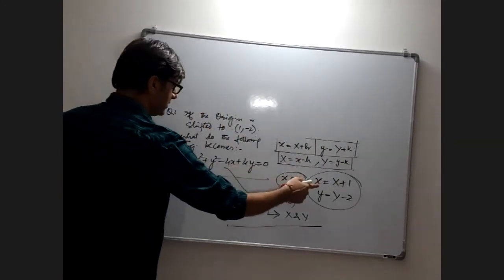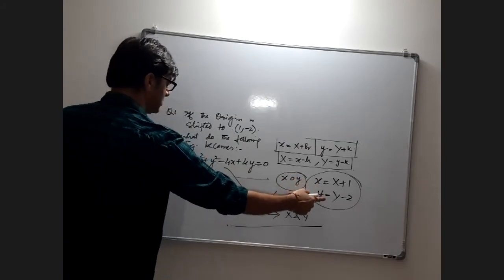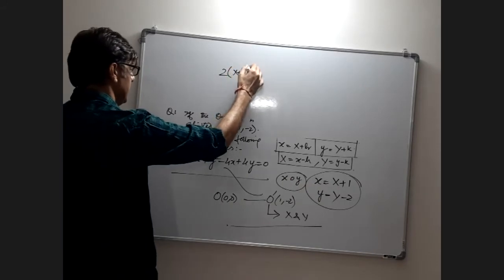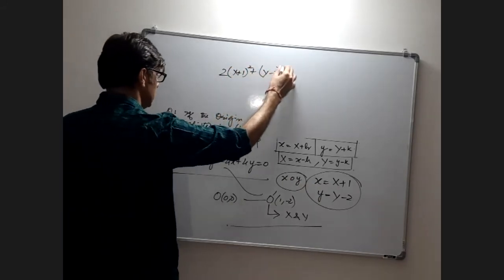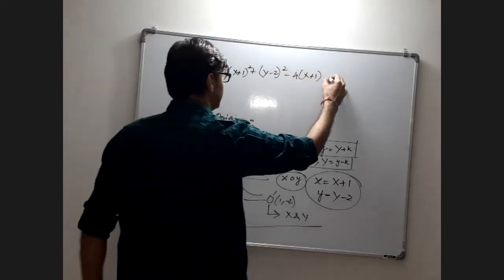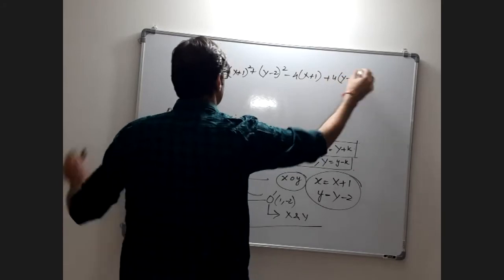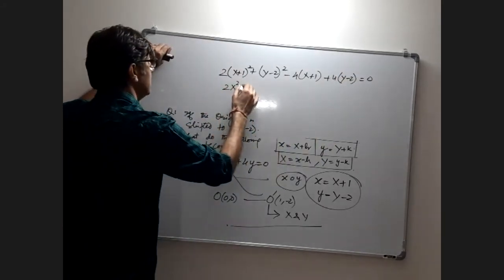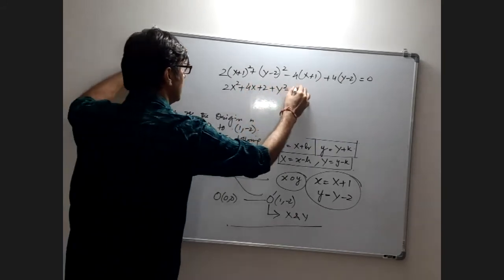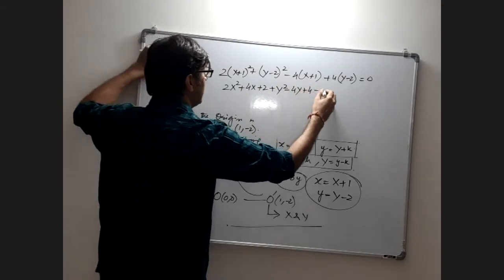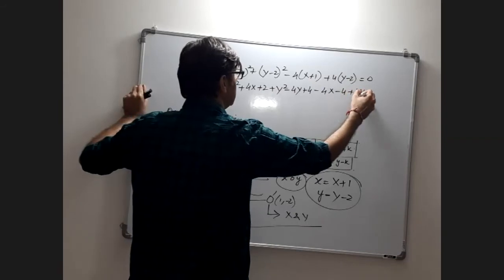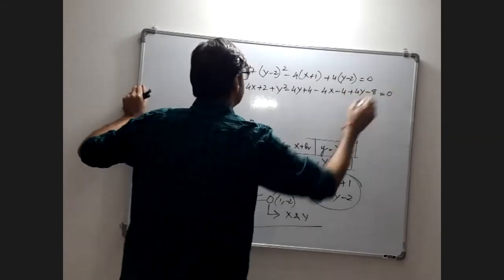So you will substitute the values of small x and small y in this equation: 2 into x plus 1 square plus y minus 2 square minus 4 into x plus 1 plus 4 into y minus 2 equals 0. Look at this, it's going to be 2x square plus 4x plus 2 plus y square minus 4y plus 4 minus 4x minus 4 plus 4y minus 8 is equal to 0.